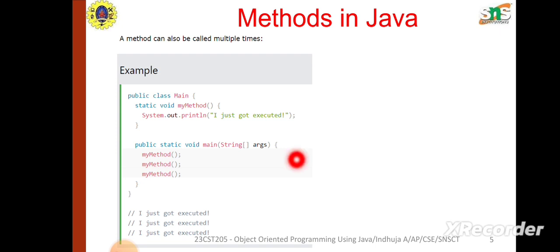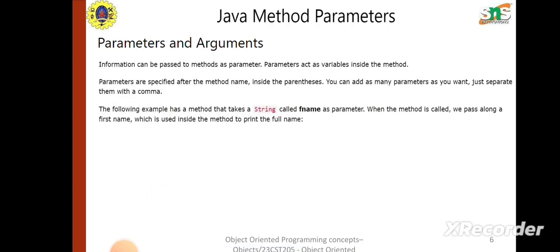So next one, a method can also be called multiple times. The method is declared only once, but I can call that method how many times I want inside my main program. The method will get executed as much as I call that method. So this is the output, I just got executed. So I have called the method 3 times, so it is executed 3 times and the output is also displayed 3 times.